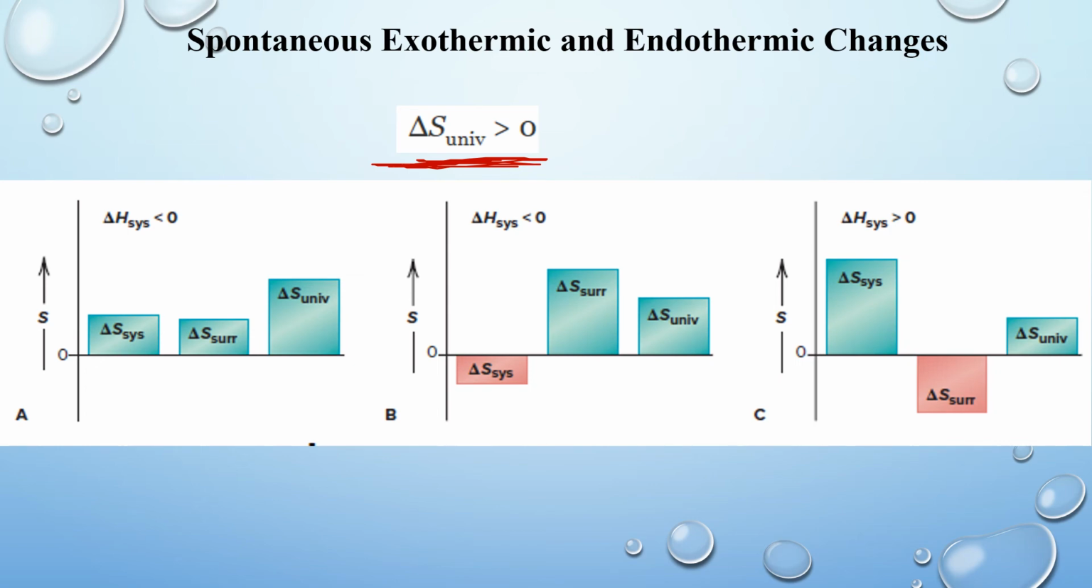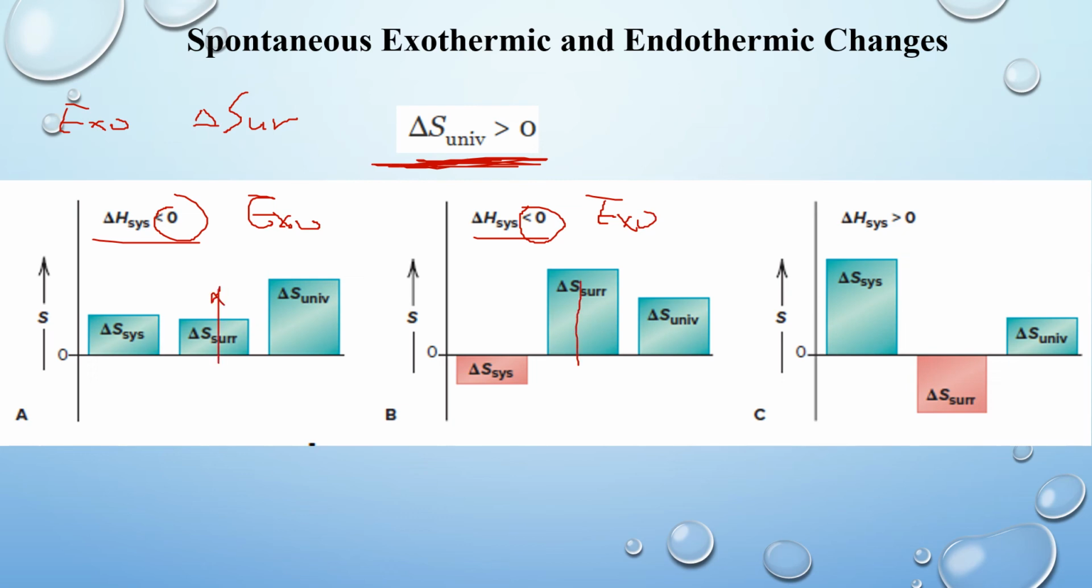For example, when you have an isothermal reaction, we know that because heat is released to the surrounding, the delta S of the surrounding must be greater than 0. In these first two pictures, A and B, the system is exothermic, meaning delta H is less than 0. They're both less than 0, so for these two scenarios their delta S surroundings are all positive, greater than 0.